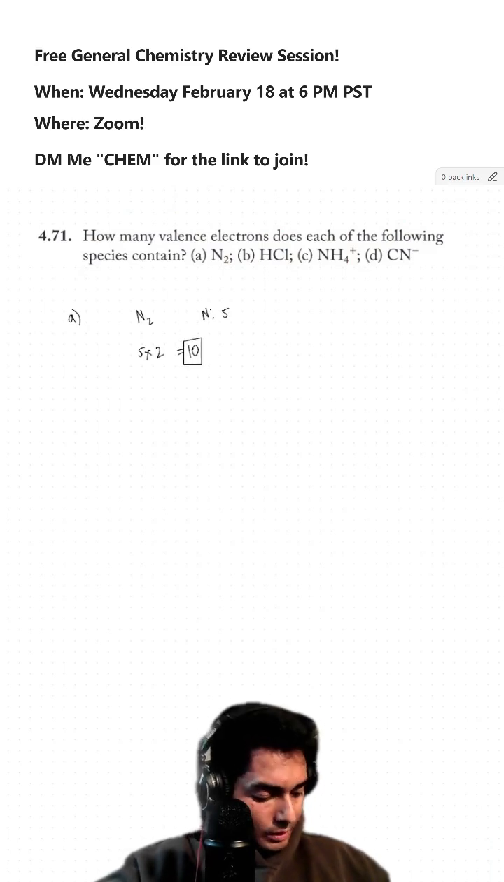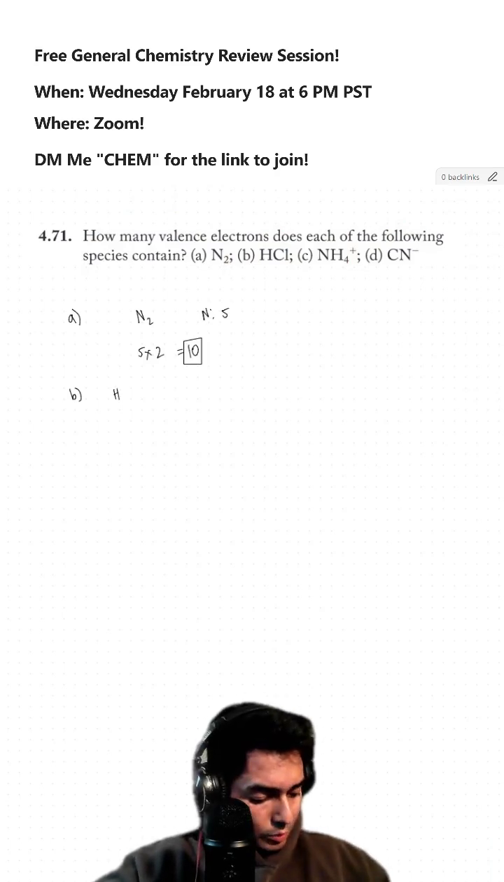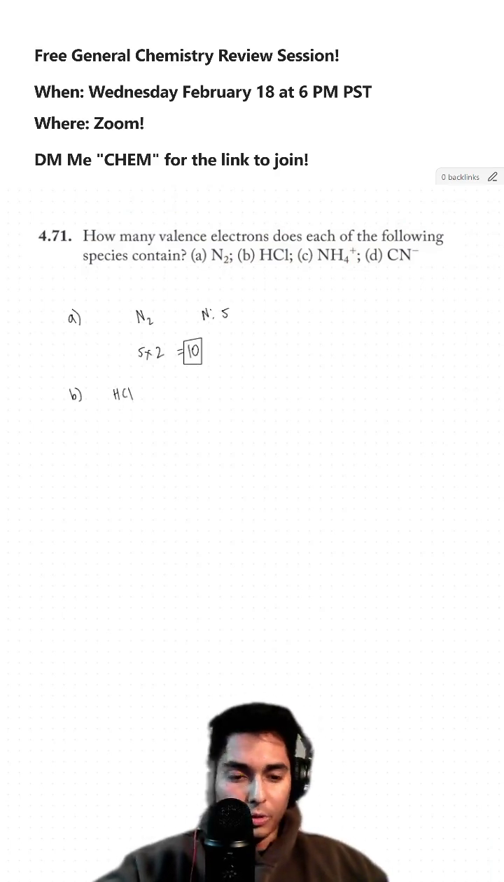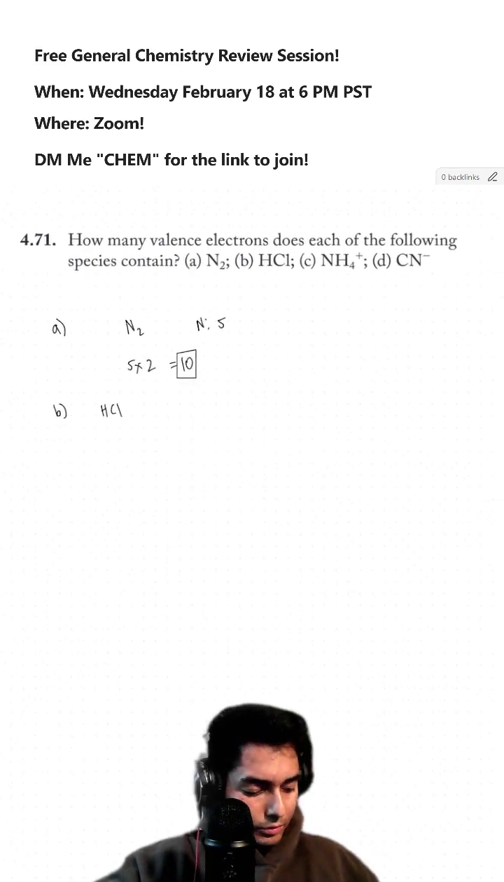Okay, next up I have HCl. So HCl is going to have one H and one Cl group. So I need to be, again, comfortable, and I need to know that H has 1 valence electron. Cl is going to have 7 valence electrons. So in total, we have a total of 8 valence electrons.